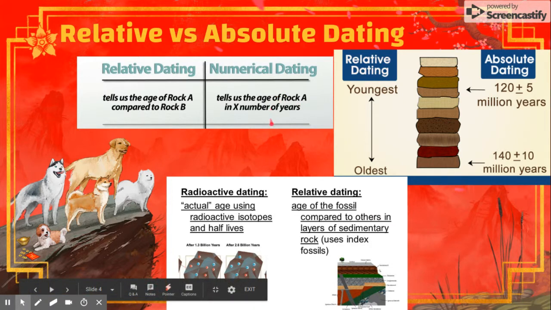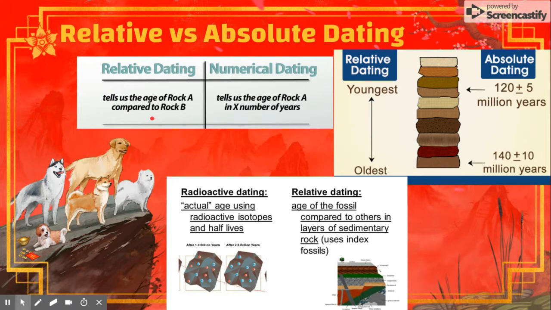Then we have relative and absolute dating. So this is the dating of fossils. Relative dating is where we're comparing different rock layers, and we're saying that one rock layer is older than another. We're not given exact ages. We just say this rock is youngest and this rock is oldest because it's on top.